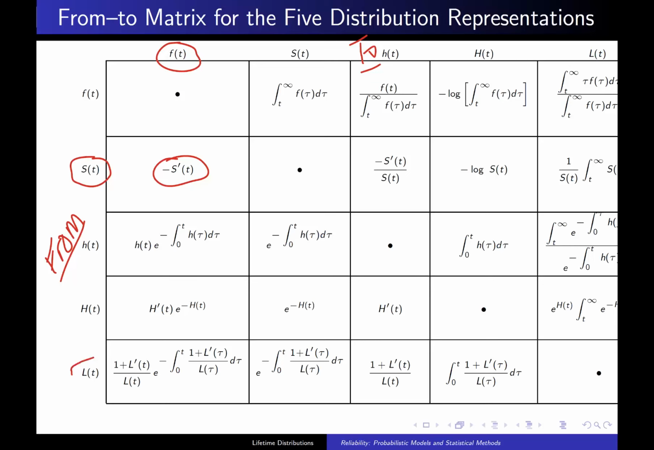Likewise, if you know what the mean residual life function is and you'd like to know what the hazard function is, all you have to do is in the numerator take 1 plus the derivative of the mean residual life function and then divide by the mean residual life function, and that will get you the hazard function. So all of the relationships are in there, and it allows you to go from one to another.